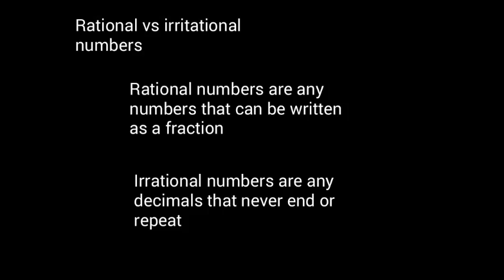Alright, today we're going to talk about rational versus irrational numbers. So, just the definitions. Rational numbers are any numbers that can be written as a fraction, and irrational numbers are any decimals that never end or repeat. And we'll get into some examples here in just a second.